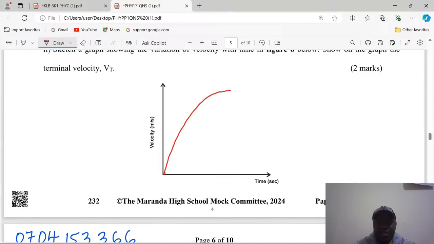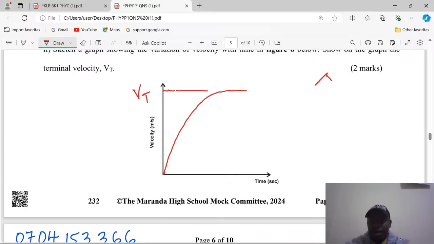Then at some point, it levels. At that point now, it has attained what we call terminal velocity. So if you move from this point now, the value of velocity here will be the terminal velocity. Learners should understand this. Take it keenly.